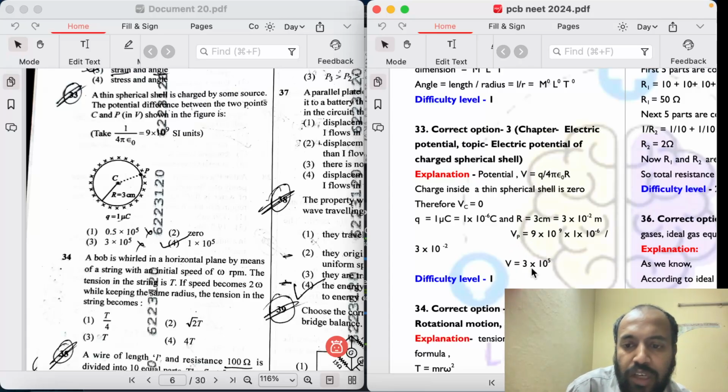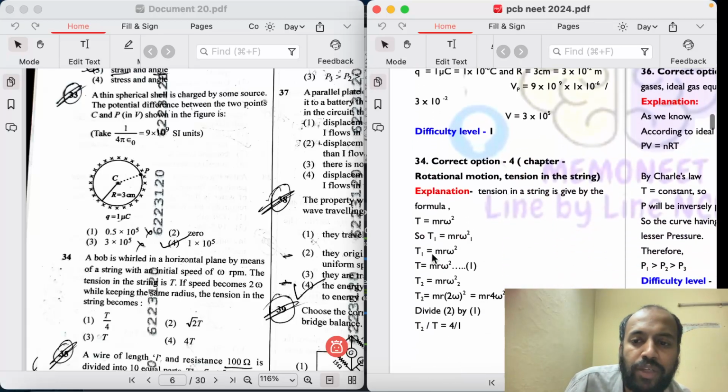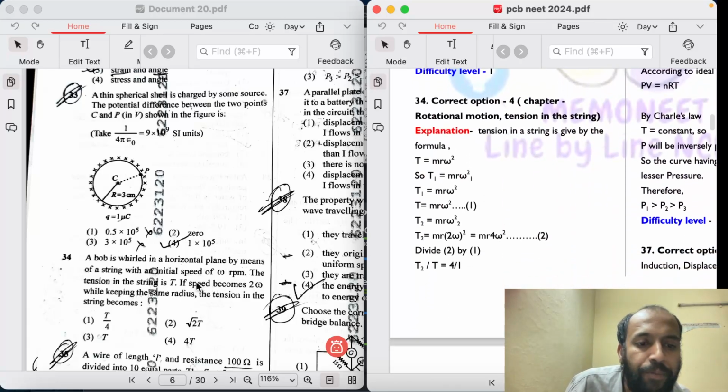Your answer should be 3 into 10 to the power 5. So 3 into 10 to the power 5 minus 0 will remain as 3 into 10 to the power 5. So your correct option would be 3, that is 3 into 10 to the power 5. This is from the chapter of electric potential, and it is for a charged spherical shell. Again, this is a very simple question, so we'll put it in difficulty level 1.